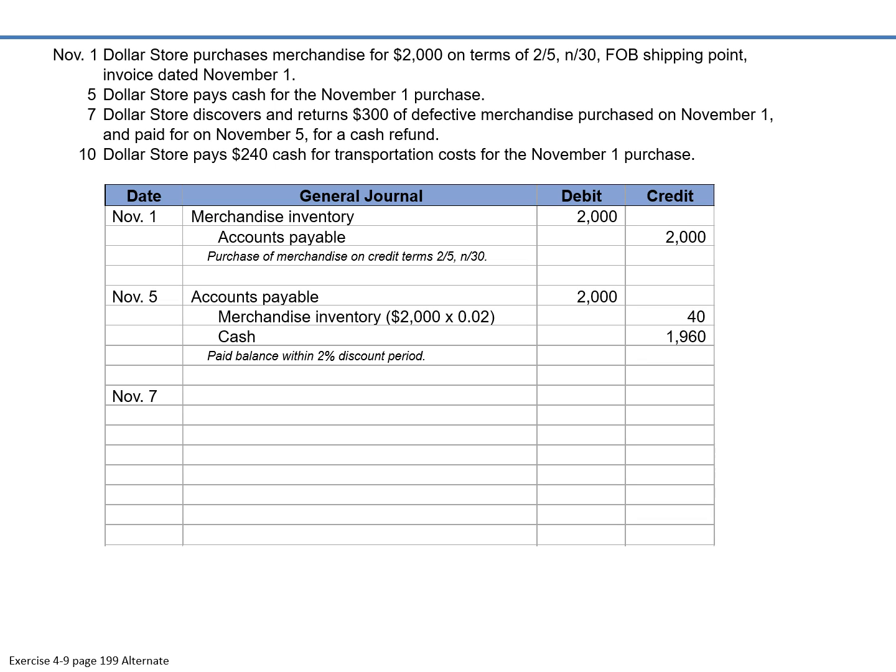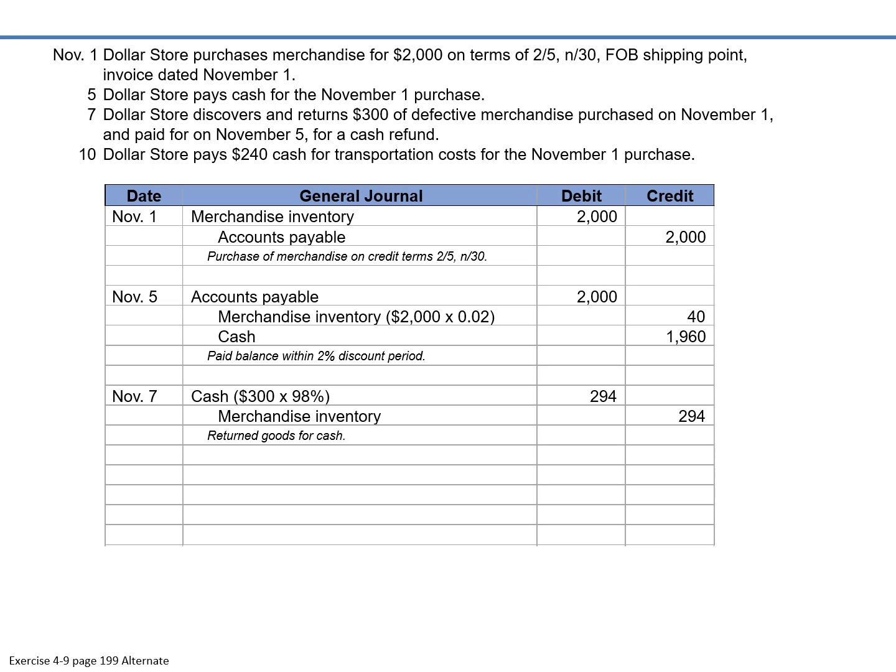Then on November 7th, the Dollar Store is going to discover and return $300 of defective merchandise for a cash refund. Well, so they've already paid for the goods. So the cash refund that they're owed is 98% of the $300 worth of defective merchandise. So they're going to get cash of $294, and we're going to decrease our inventory by $294.